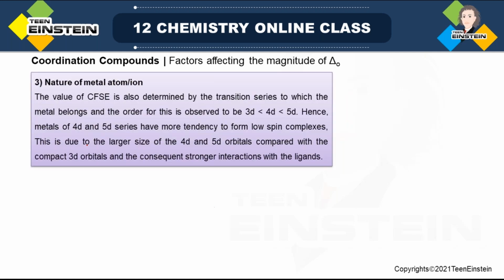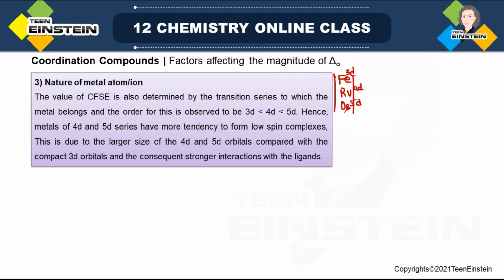Come to the third point, nature of metal atom. That means from which series you are having this metal. So just take a very simple example. Suppose you have iron, just below iron ruthenium, and below ruthenium osmium. Okay, that means they are in the same group. This is 3d, this is the second transition series 4d, this is 5d.